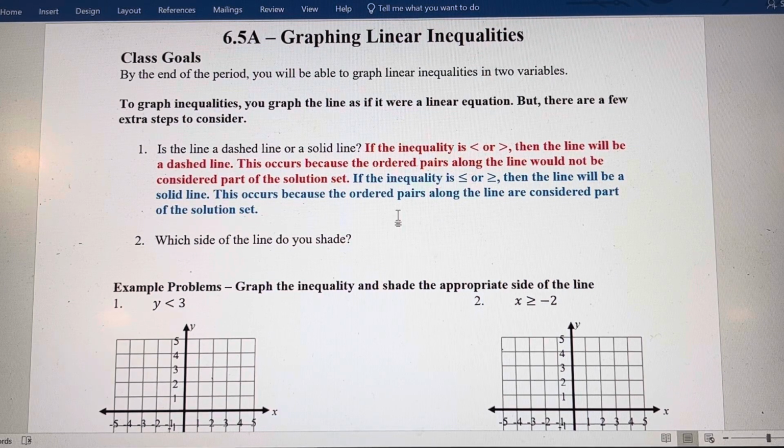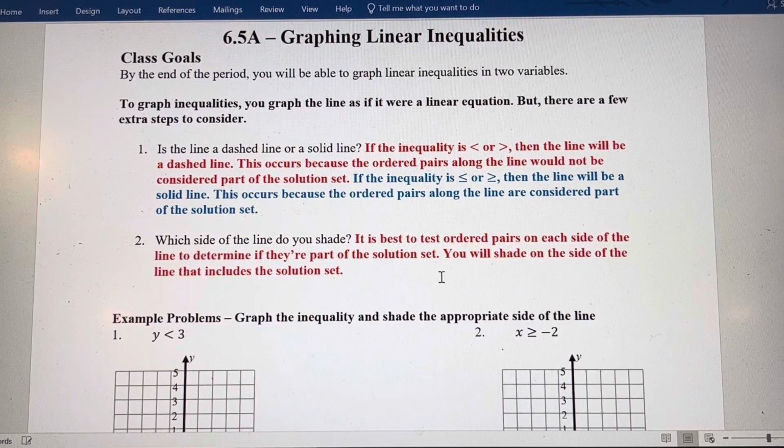Also, one extra thing that goes along with graphing linear inequalities, we're going to have to shade. In a linear equation, every point, every ordered pair along the line is part of the solution. Well, with inequalities, it's going to be that line and everything on one side of that line. So we're going to have to shade one side or the other. So how do we determine what that is? We're going to test ordered pairs, and we're going to shade on the side of the line that includes the solution set. So if we test an ordered pair and it works, then that means we shade on that side. If we test an ordered pair and it doesn't work, then we're going to shade on the other side.